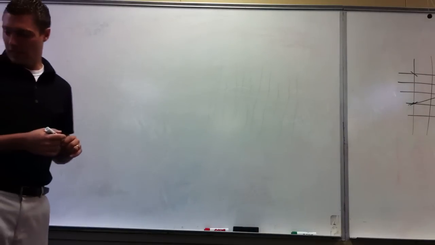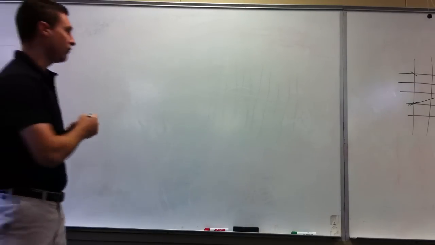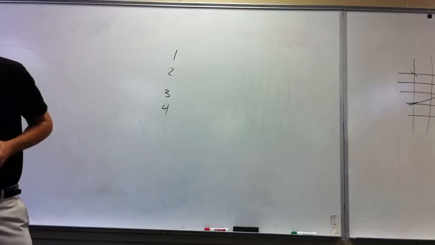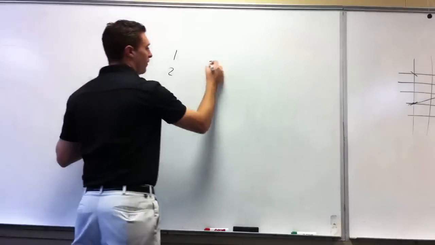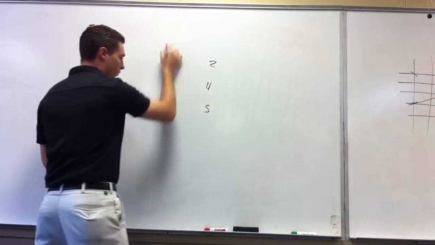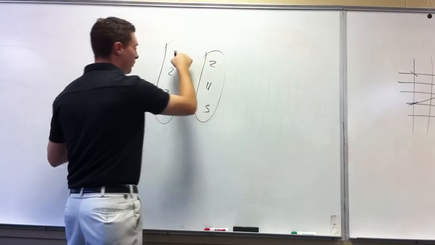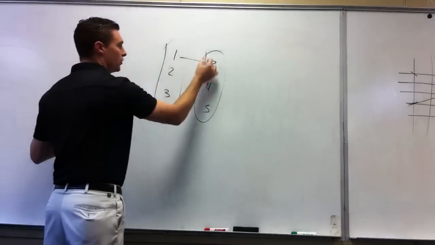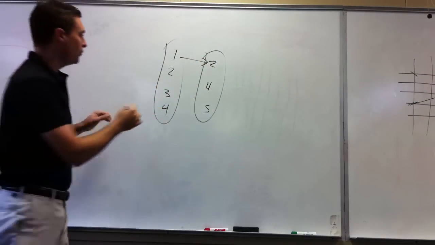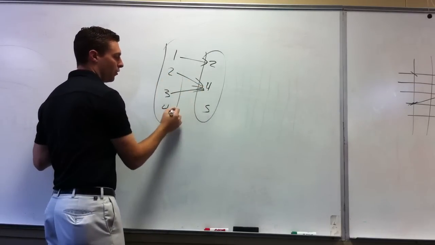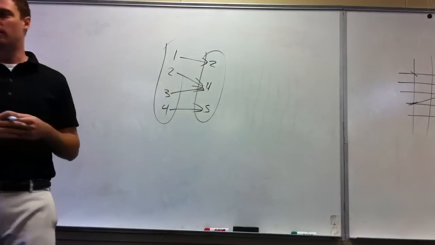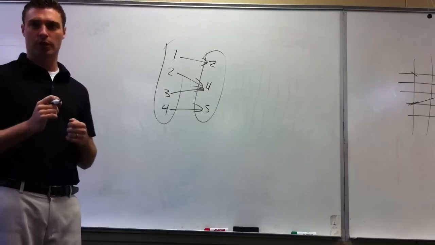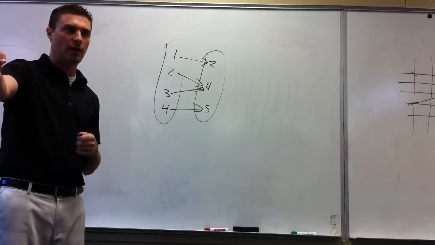If I'm looking at example 1 here, the first one has 1, 2, 3, and 4, and the second one has 2, 4, 5, with circles around them. This is representing input, this is representing output. You put in 1, you get 2. You put in 2, you get 4. You put in 3, you get 4. You put in 5, you get 4. Is that a function? Yes. It is a function, because no input has more than one output.